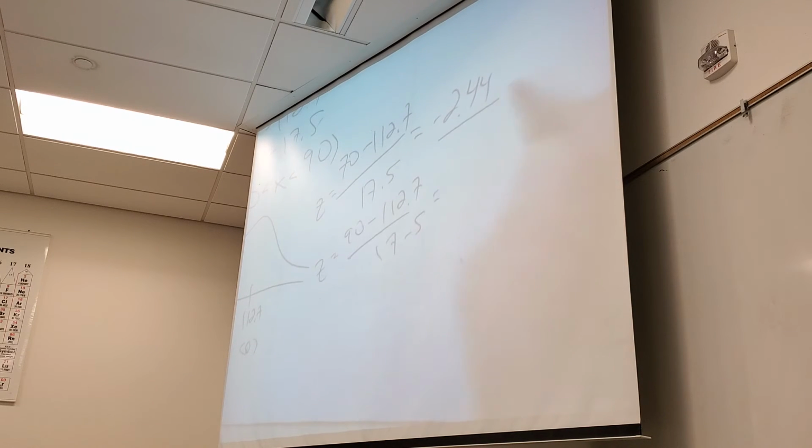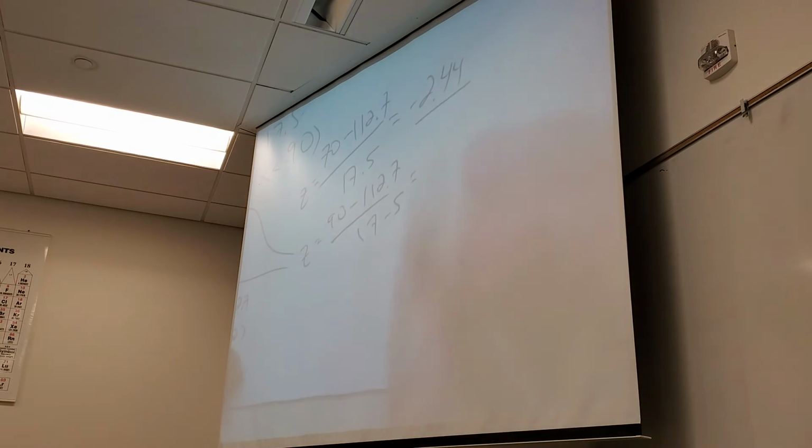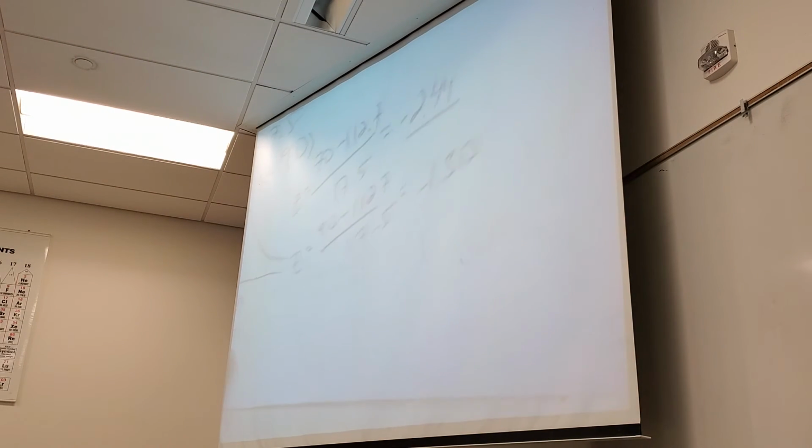So I got this z-score of negative 2.44. What are you guys getting for 90? Negative 1.3, yeah. Kick ass. Now look those up in the chart, see what areas you get.